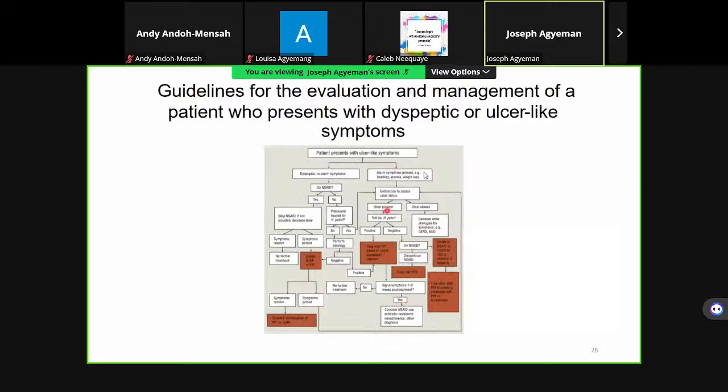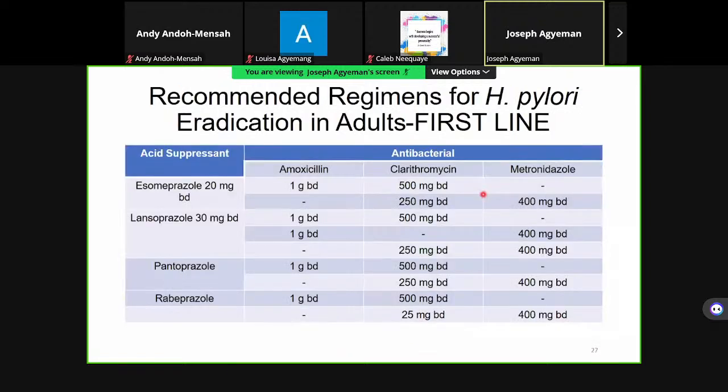This is the algorithm. You can go through this. It's the same thing, all the way from signs and symptoms to confirmation to the treatment. So we don't need to go through this anymore. And these are a few regimens for first-line triple therapy recommendations. So for example, you can see esomeprazole here. So this is the pack: 20 milligram BD, amoxicillin 1 gram BD, clarithromycin 500 milligram BD. You are just taking it on a BD basis throughout.